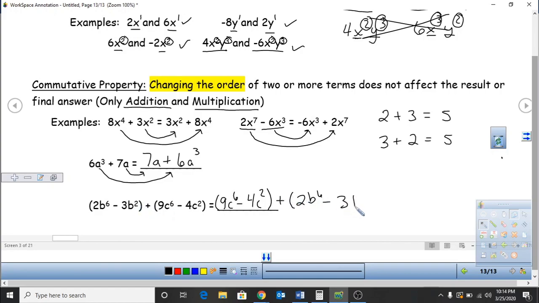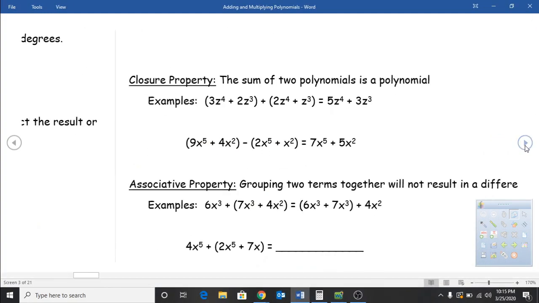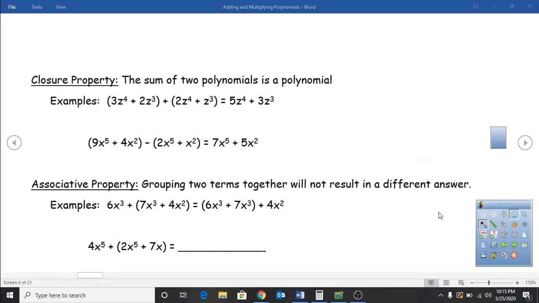So 2b to the power of 6 minus, because I'm not changing the values of these. Remember, you don't change the values, minus 3b squared. All right? So if I look at it carefully, I applied the commutative property. I rearranged these two terms. And if I were to work this out, the answer would not change. The final answer would actually still be the same. So it's a pretty cool property to use, all right?